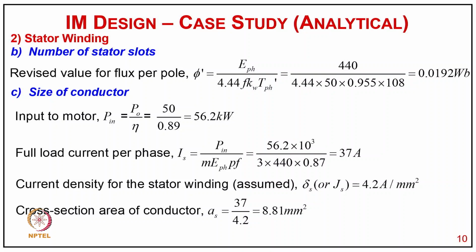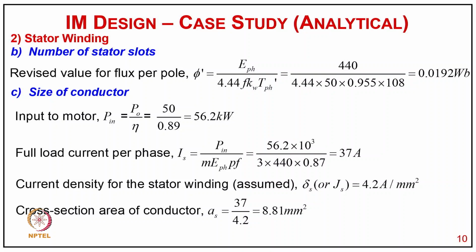Now the size of the conductor, which we are using for the winding of the stator, we have to find out depending on the current. So first we have to find out the input power, from which we can find out the input current, the full load current. So P input is P output divided by efficiency. We are designing this machine for a motor of 50 kilowatt, and the efficiency we have considered initially is 0.89 or 89%. So the power comes to 56.2 kilowatt.